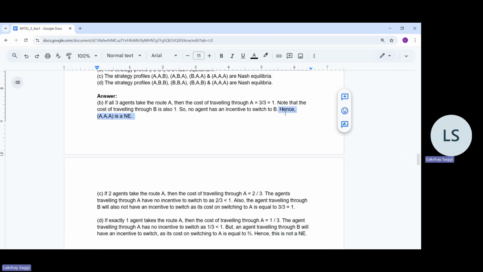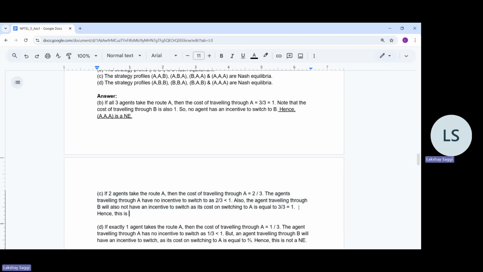So maybe I should just underline these. So this is a Nash equilibrium. So this is a Nash equilibrium. And this is not a Nash equilibrium.